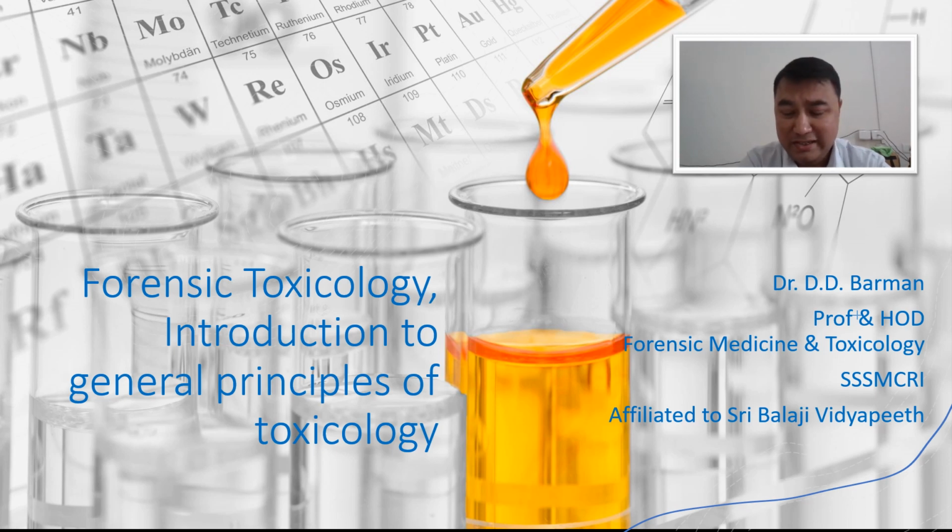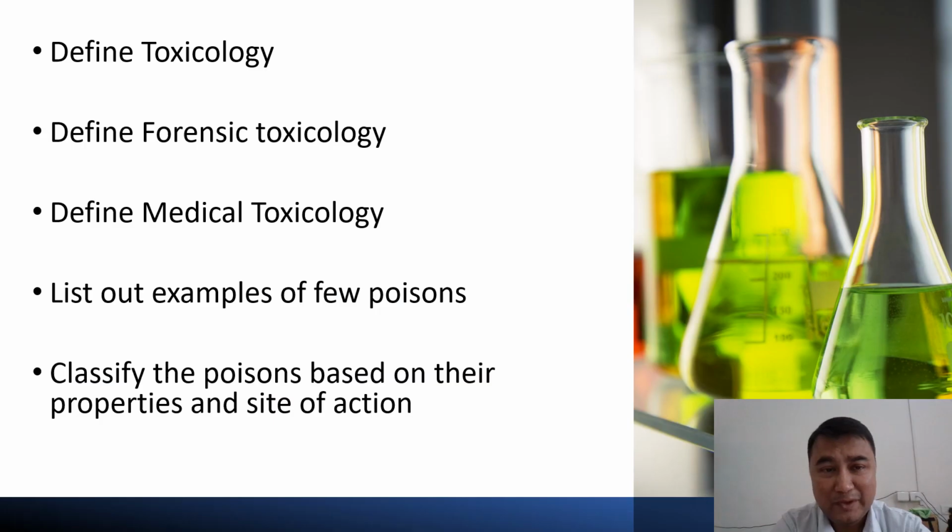So here in this session, I am going to first give an overview of what I am going to tell. I will begin with the definition of toxicology, then I will define forensic toxicology and medical toxicology. Thereafter, I will list out examples of a few poisons. Then I will classify the poisons on the basis of their properties and on the basis of their site of action.